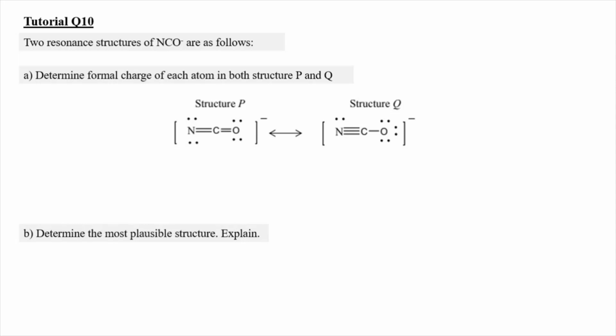So for tutorial question 10, two resonance structures of NCO- are as follows. So we have to determine the formal charge of each atom in both structure P and structure Q. Okay, so we need to calculate the formal charge. And as mentioned, the formal charge can be calculated by finding the valence electron of each atom minus lone pair electron minus the bonding pair. So this is something that you should know.